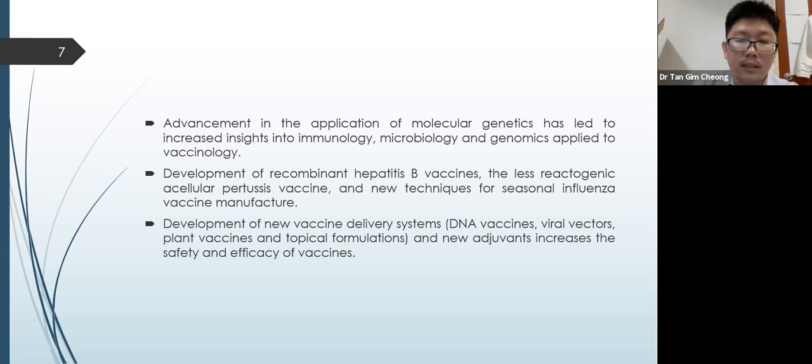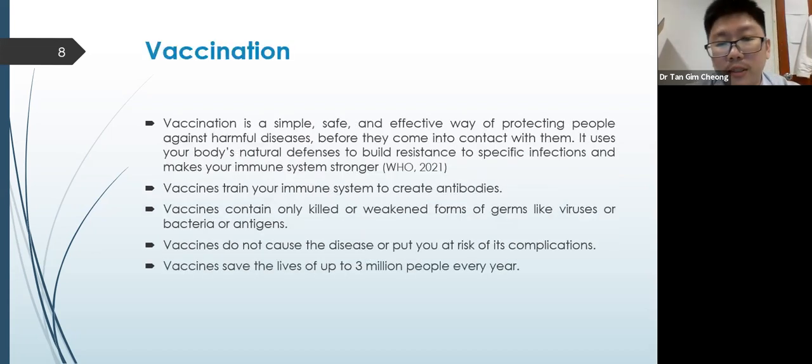One very important thing is that the safety and efficacy of the vaccine is also of our concern. It is very important because we don't want to create a vaccine that actually causes damage, causes death. We want to create a vaccine that is effective and protective for individuals. Vaccination is actually a very simple, safe, and effective way to protect individuals from harmful disease.